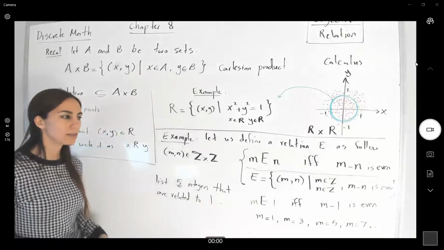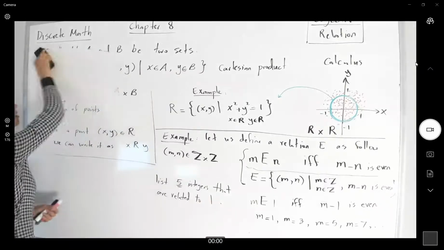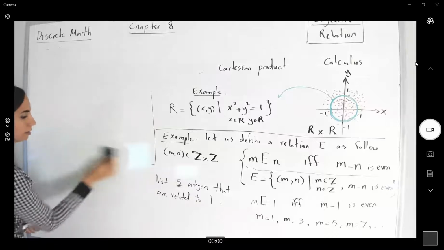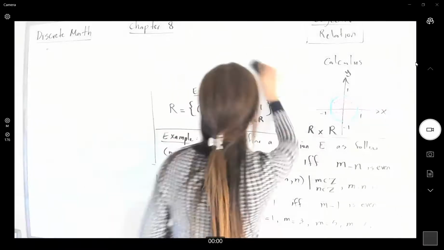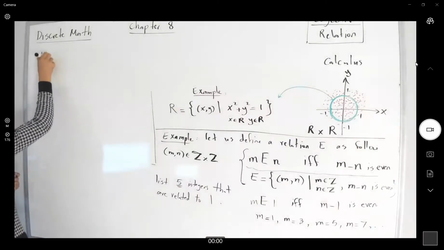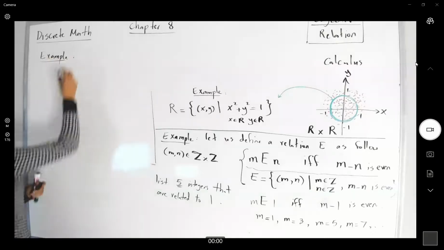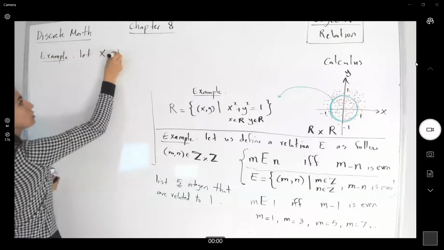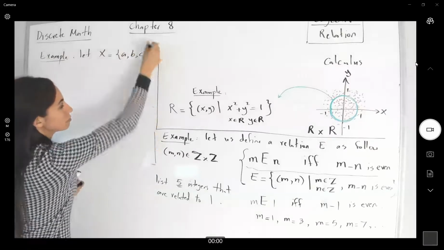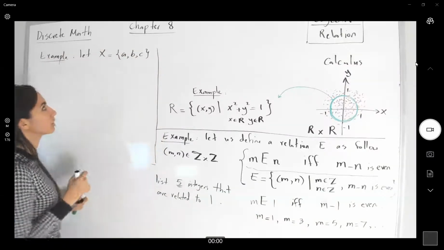You might say, well, these are the things that we saw before: m minus n is even. Can we define something new as a relation? Of course. So let's take a look at this example. It says, let X be the set including a, b, and c. It means that the cardinality of this set is equal to 3.